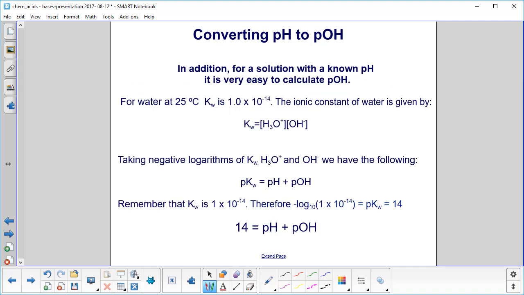If you have a solution with a known pH, it's very easy to calculate pOH. And let's go through the math. It's kind of fun. Now remember, this is the ionic constant of water. This stays the same. And the ionic constant of water is given by this expression right here. So if I were to take the negative logarithm of that, we get pKw, the negative logarithm of the ionic constant of water. P means the negative logarithm. And then you take the negative logarithm of each of these.